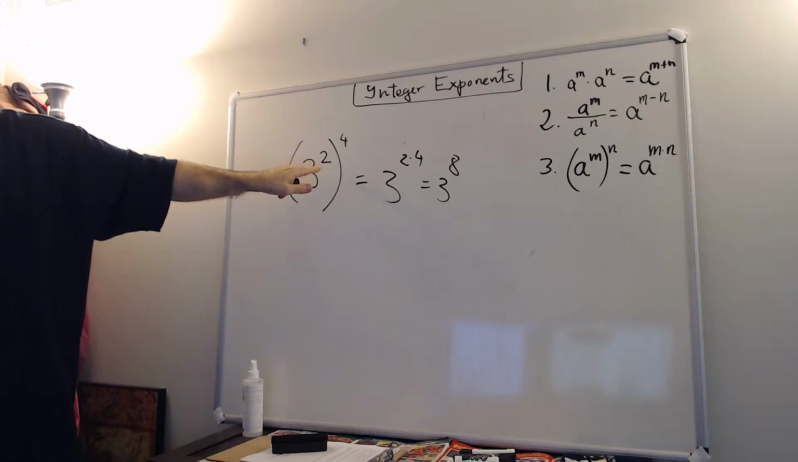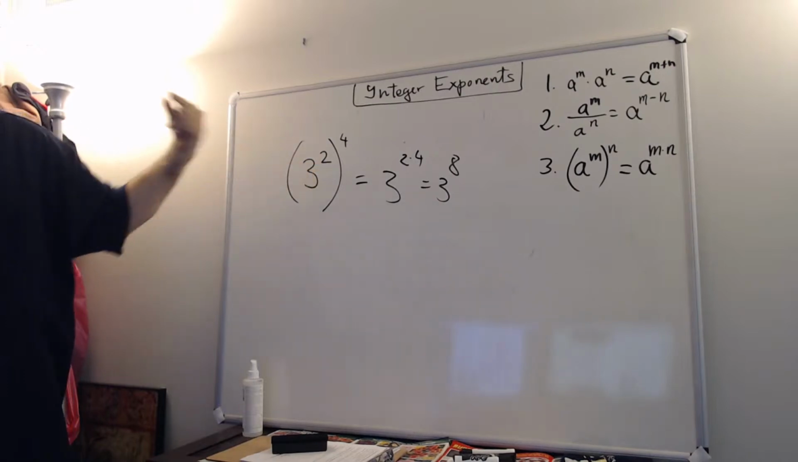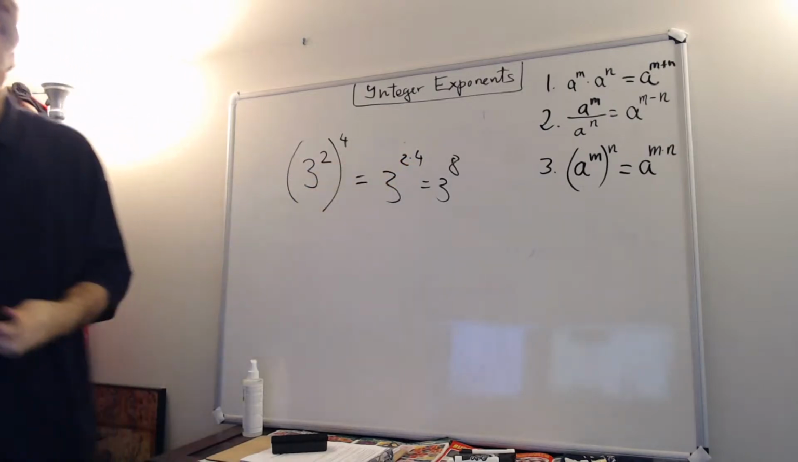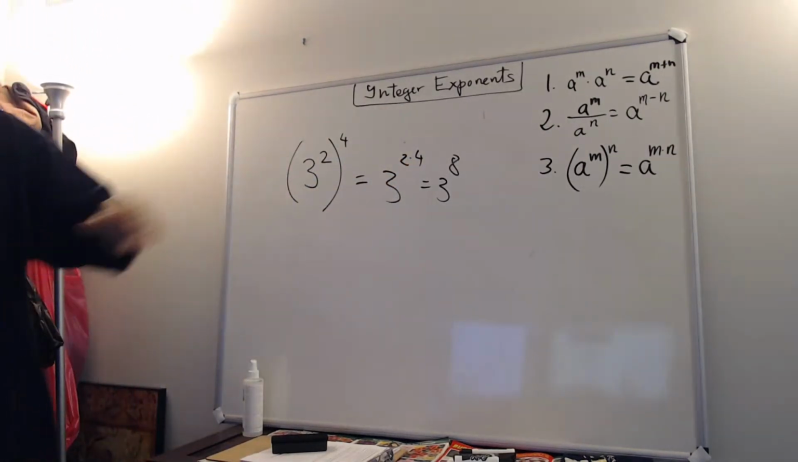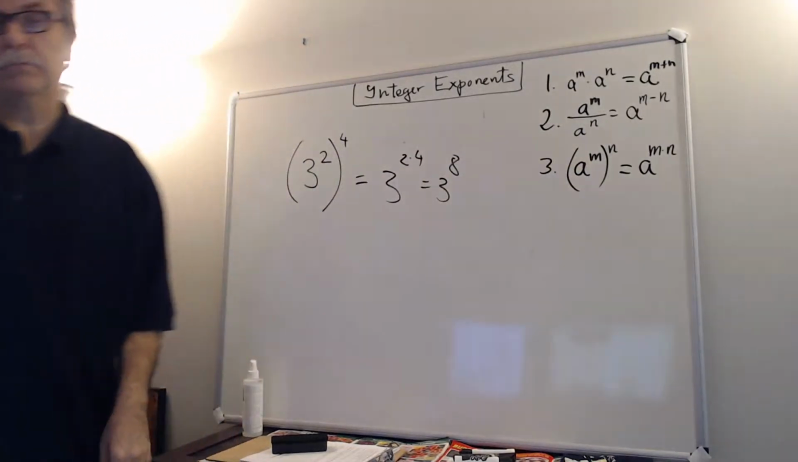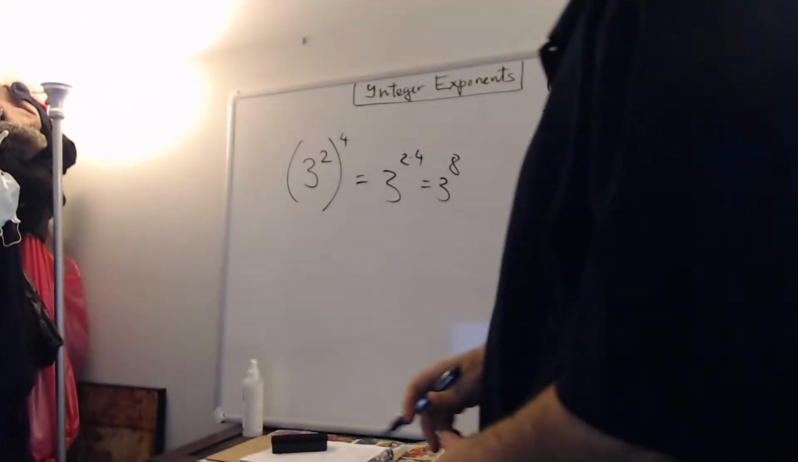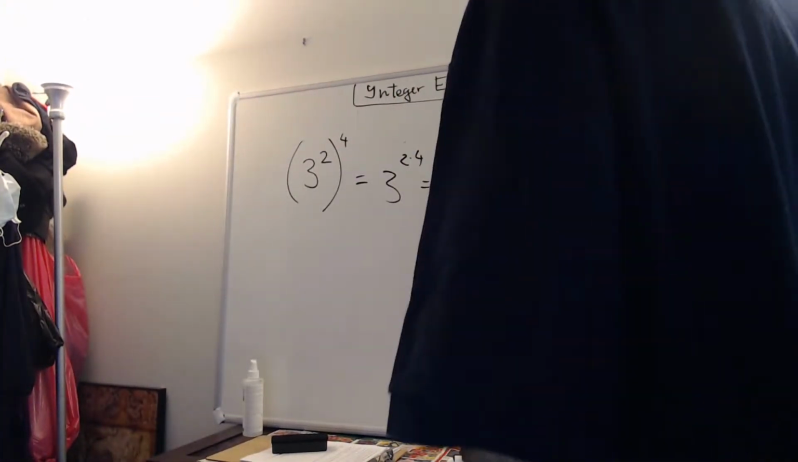Power of a power is resolved by multiplying the exponents. And you've got to remember that. So that's this property. Okay? We have more. Property number 4 is this one.